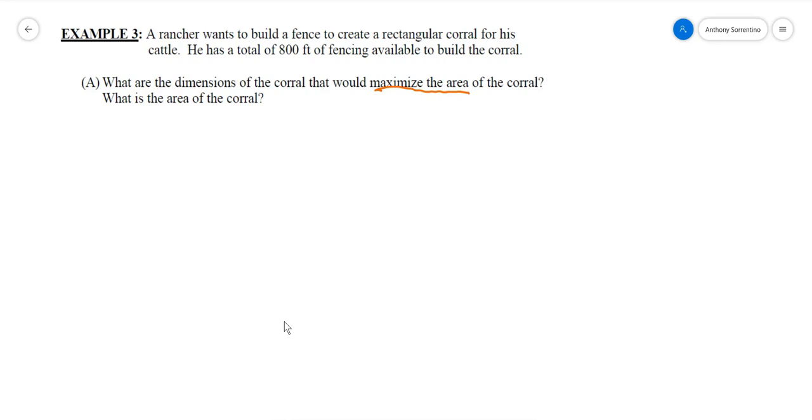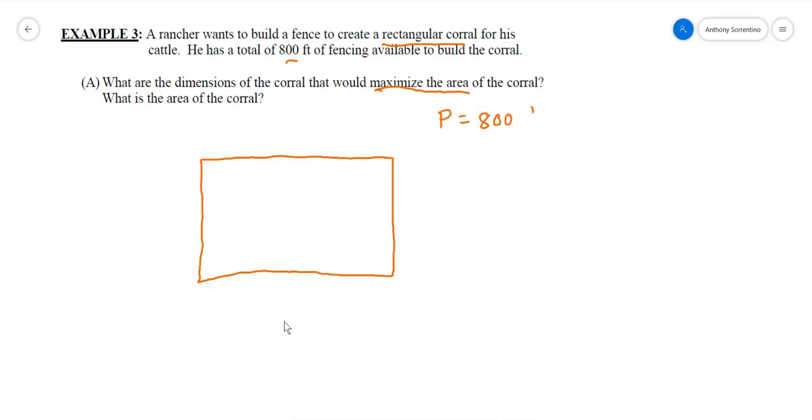So we want to build a rectangular corral. So I'm going to draw a rectangle. We have 800 feet of fencing, which means the perimeter of this has to be 800 feet. I'm going to assume I'm using all 800 feet of this fencing with nothing left over. So I have a length, a width, a length, a width, and the perimeter is 2 lengths plus 2 widths. That should total 800.